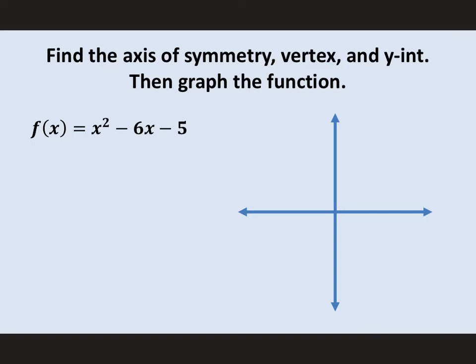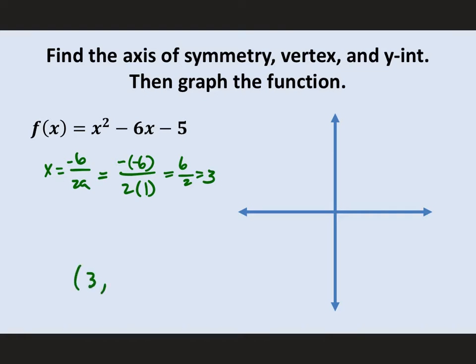All right, so one more example: find the axis of symmetry, vertex, and y-intercept, and then graph the function. So we'll do all that process that we just did again. First things first, x equals negative b over 2a. Our b value is negative 6, so we're going to get negative negative 6 over 2 times our a value, which is 1. So that's 6 over 2, which is 3. So the x value of our vertex is 3.